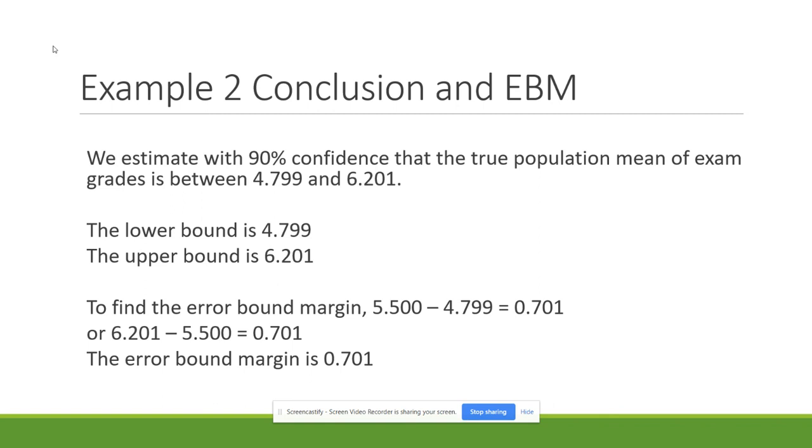So I have answered every problem that I need to for this. So again, I'm 90% confident that that population mean is going to fall between 4.799 and 6.201 with an error bound margin of 0.701.